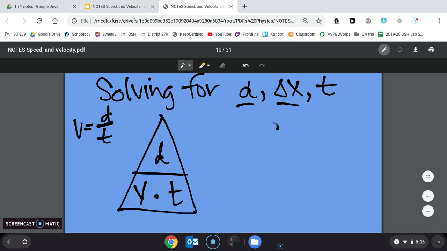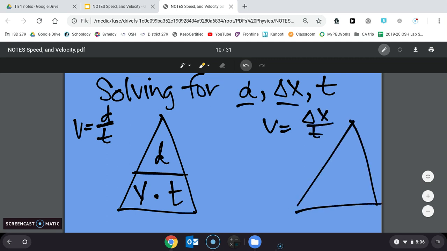I can set up, again, a similar one for displacement over time. The only difference is going to be, what do I put in the top? I'm still going to put displacement, which is, again, related to distance, and then I'm going to have V and T on the bottom.